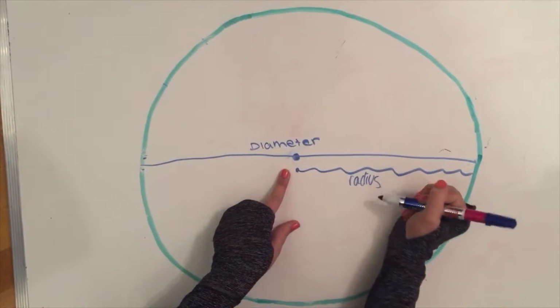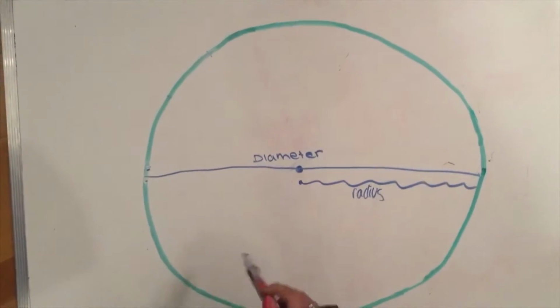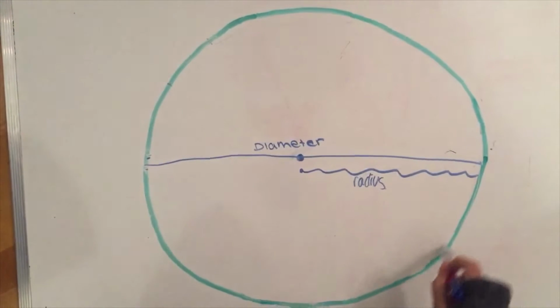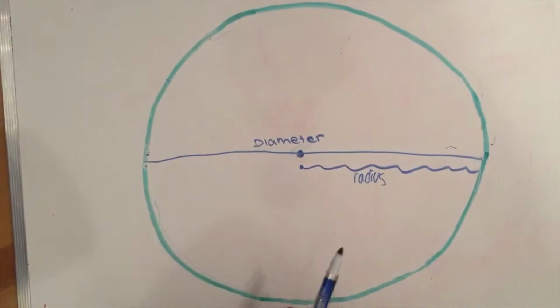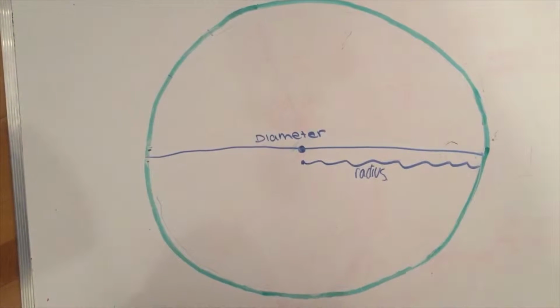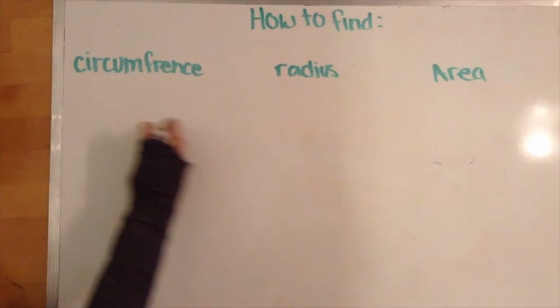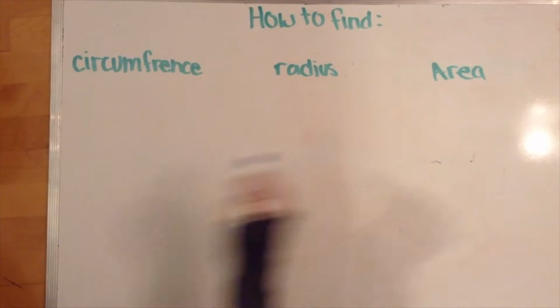Then we have the circumference. The circumference is the distance around the edge of the circle. Those are the three basic parts. Now I'm going to show you how to find the circumference, the radius, and the area of a circle.